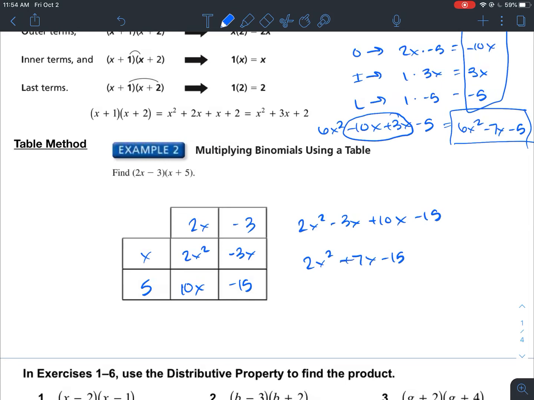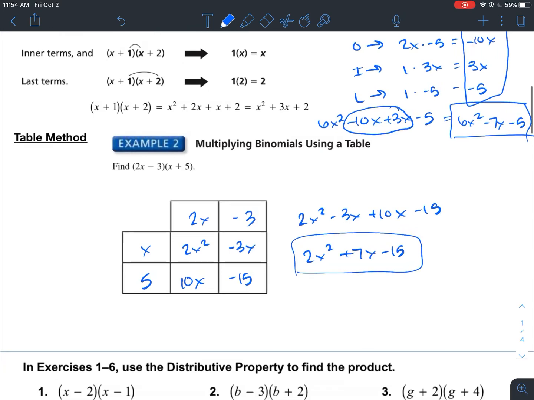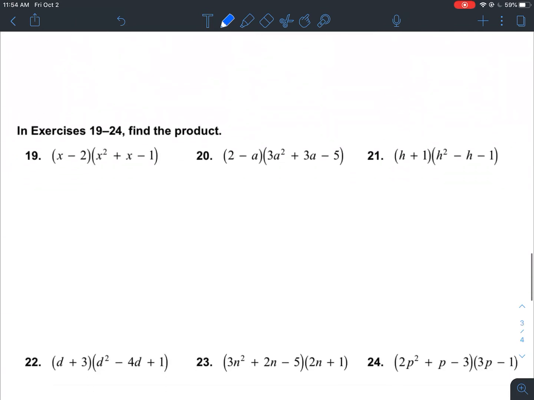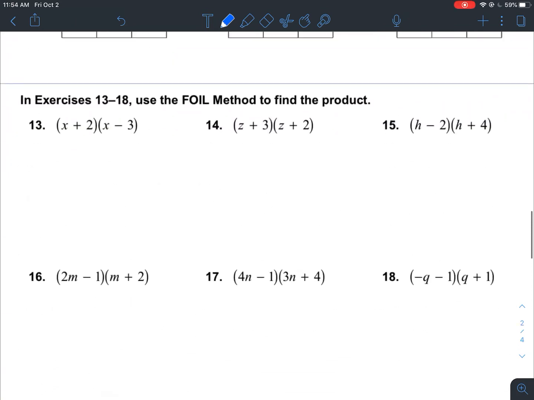And there you go. So all this is really easy, okay? These are just methods, right? So you don't have to multiply this way, but these are just 3 methods that help you understand that you're just trying to take each term in one binomial and multiply it with each term in the other binomial, okay? So the rest of this is pretty much just some practice problems, okay?